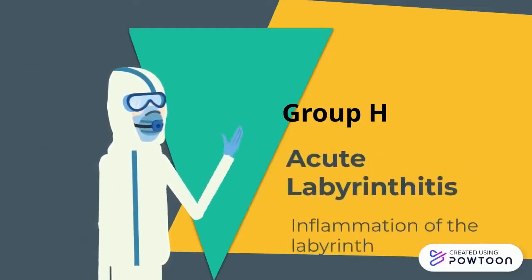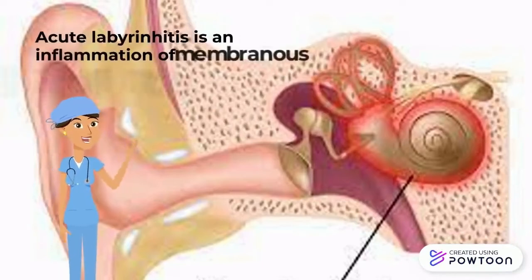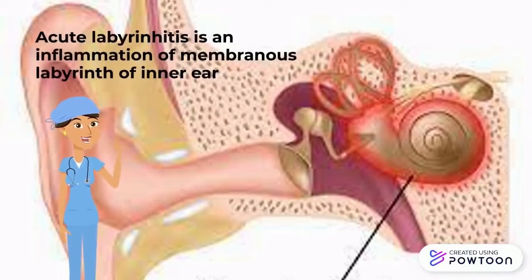We'll be presenting on the topic of acute labyrinthitis. Acute labyrinthitis is an inflammation that occurs in the membranous labyrinth of the inner ear, as shown in the picture.